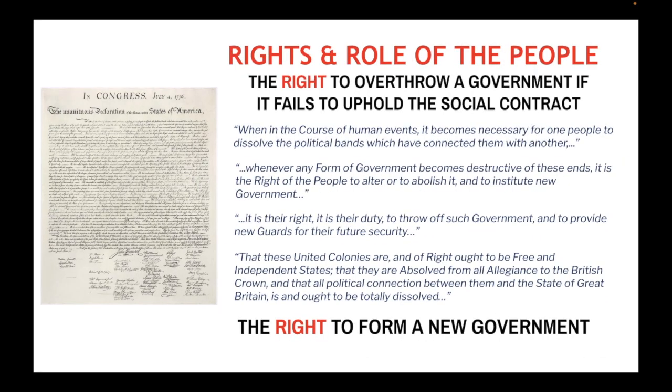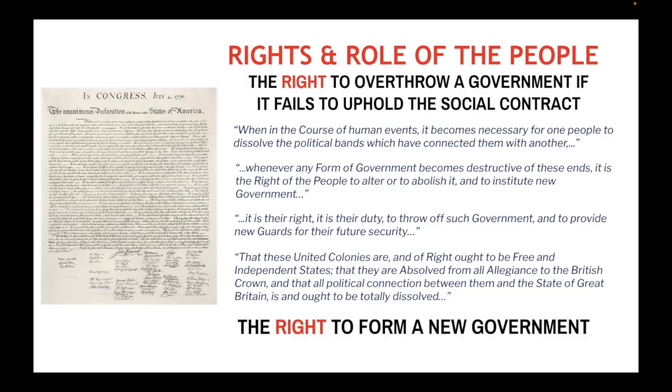So the first phrase, rights and role of the people. What does the Declaration actually say people's rights are, and what role do they play in the government? Well, the Declaration says basically that people have the right to overthrow a government if it fails to uphold and to protect the rights of those people. If the government violates a social contract that exists, well, then the people have the right to get rid of that government and replace it with one that will hopefully protect the rights that people have.